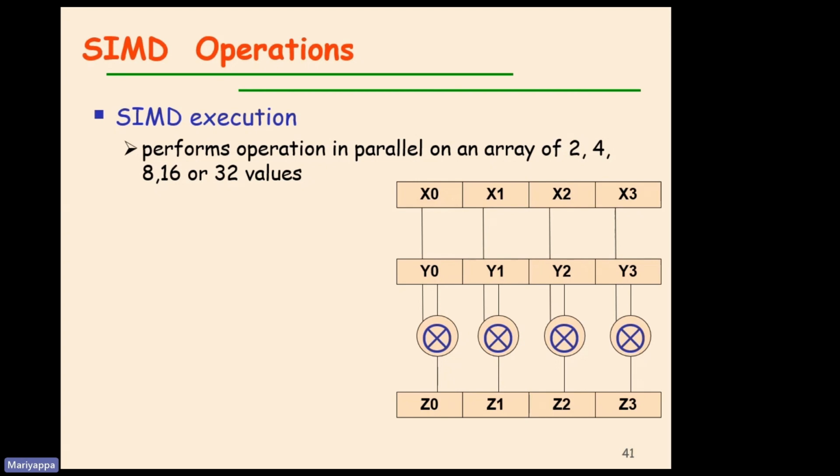Today's processors, like your Intel or AMD processor, have AVX 256 or AVX 512 and so on. That means when I say 512, it can do sixty-four 8-bit operations. That is vector parallelism. So, very quickly.